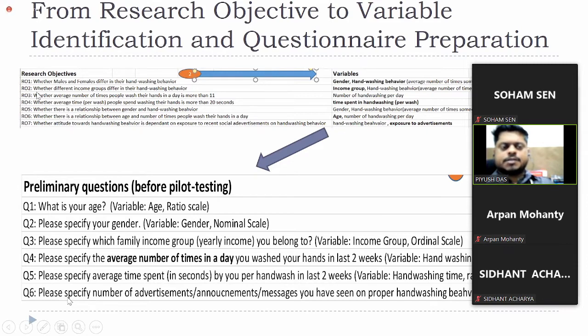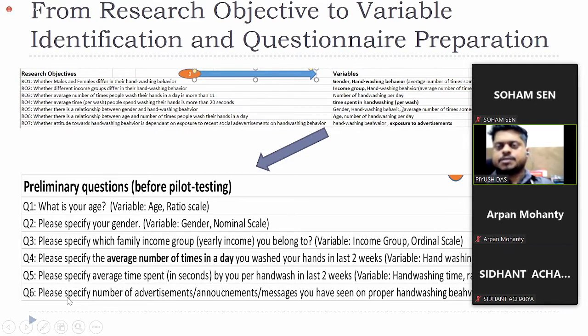So for each of your research objectives, and sometimes it might be repeated, like in my second research objective, whether different income groups differ in their hand washing behavior. So one of my variables is income group. The second variable is hand washing behavior, which I have already considered in my first research objective. So for each of your research objectives, find out what kind of variables you are trying to collect data on, right? So once you have listed down those variables, right? Okay, gender is one variable which I need to collect data on. Hand washing behavior is another variable. Income group is another variable. Time spent in hand washing per wash, right?